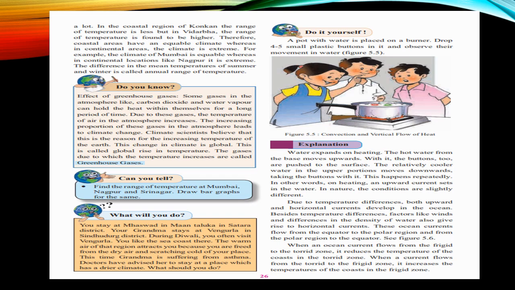Now we'll move on to the next activity, that is do it yourself again. A pot with water is placed on a burner. Drop 4 to 5 small plastic buttons in it and observe their movement in the figure. Now they have taken a pot placed on a burner and dropped small plastic buttons. Now let's see. This is about convection and vertical flow of heat.